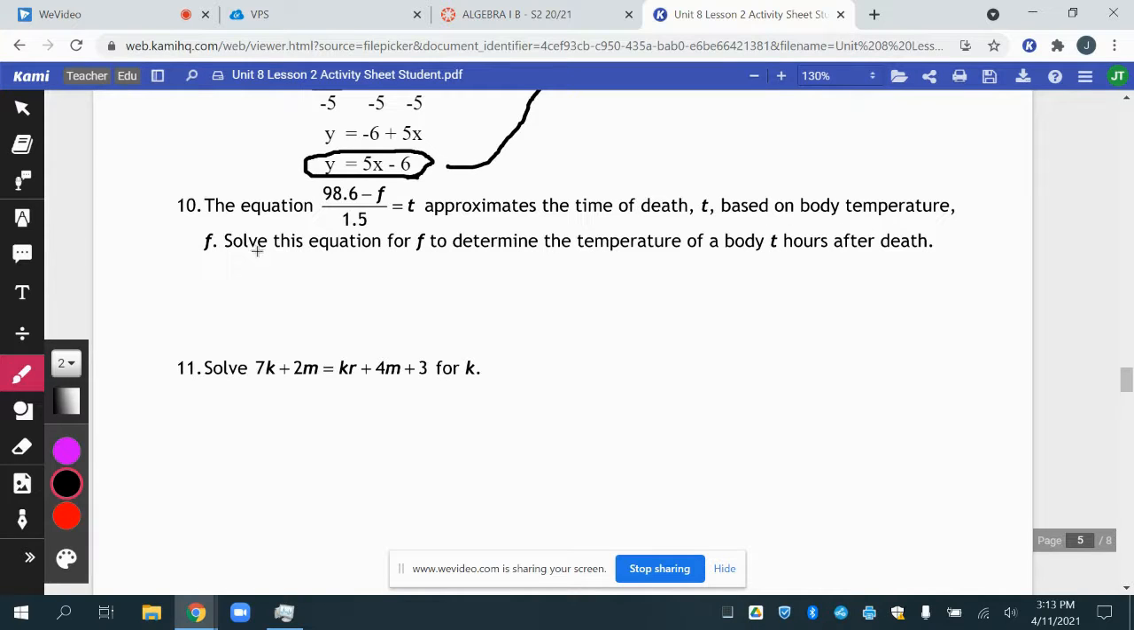Solve this equation for F to determine the body temperature of T after T hours. Okay, so F is how hot the body is, what the temperature is, and T is how long that body has been a dead body. Okay, so we're going to solve for F. I'm going to take this whole thing. I'm going to have to move F to it by itself. I'm going to have to get rid of the 1.5 and the 98.6. So let's do it.